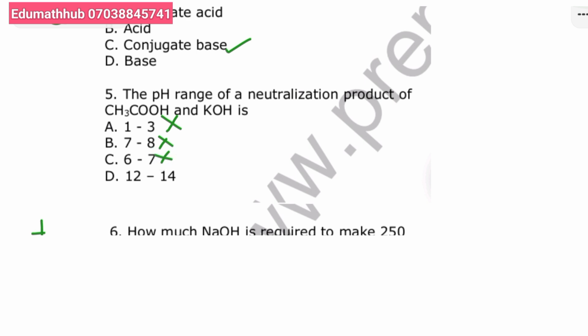You need something that is basic. So for it to be very, very basic, it needs to be like 12, 13, 14. So the answer is option D. So the answer is option D because we're using a strong base and a weak acid.